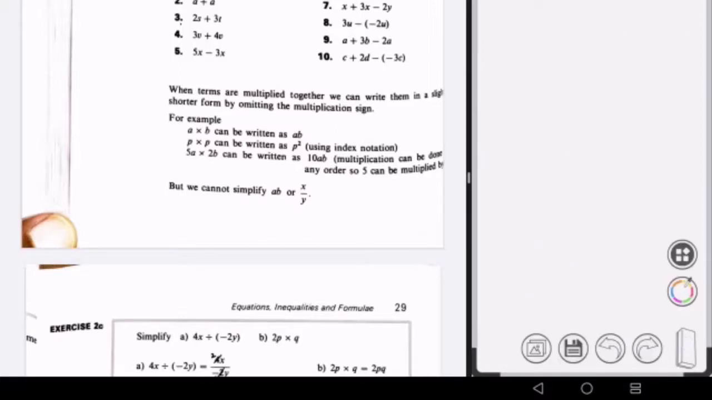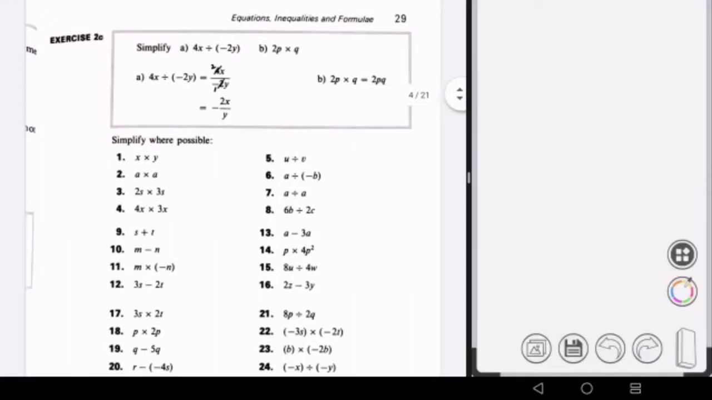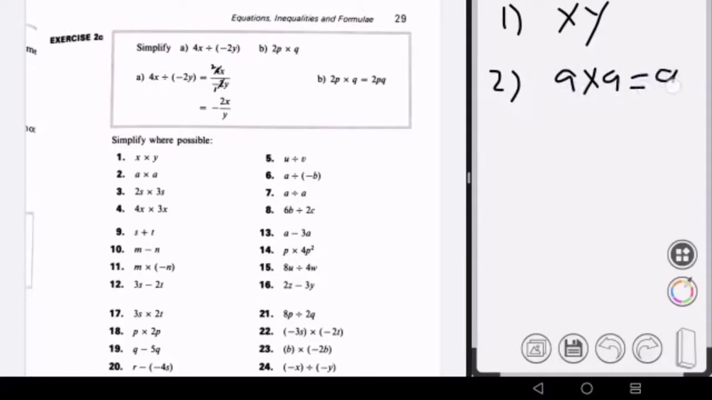Now come to the exercise 2c. Very simple. You can see here x multiply y can be written xy. A multiply by a can be written a square.